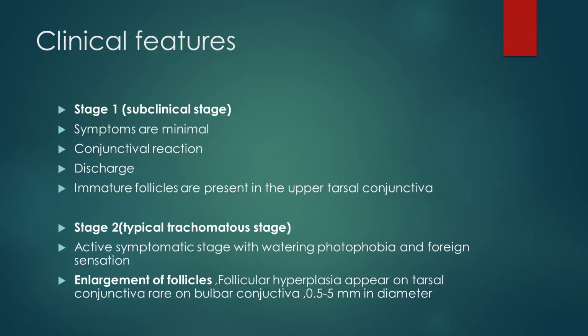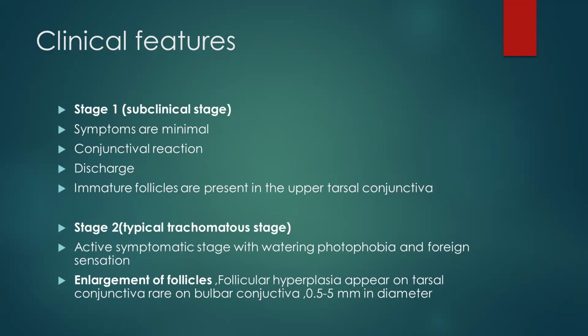So there are stages of trachoma, which we are going to study. There are four total stages. The first stage is the subclinical stage, in which the pathogen has entered and the symptoms are minimal. There is conjunctival reaction to the pathogen, and there is discharge. And immature follicles are present in the upper tarsal conjunctiva.